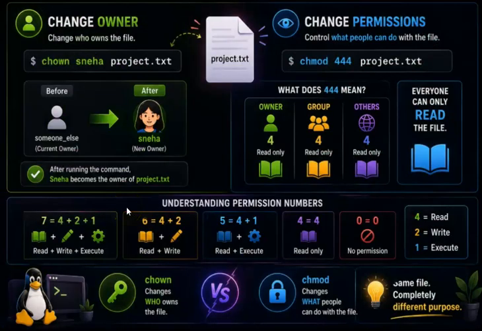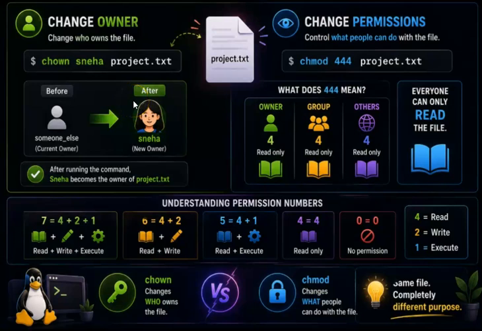Now let's see a real example. Suppose we have a file called project.txt. Right now someone else owns the file, but I want Sneha to become the owner. In that case, I'll use the command chown sneha project.txt. Here chown means change owner, Sneha is the new owner, and project.txt is the file whose ownership we are changing. After running this command in the terminal, Sneha becomes the owner of that file.